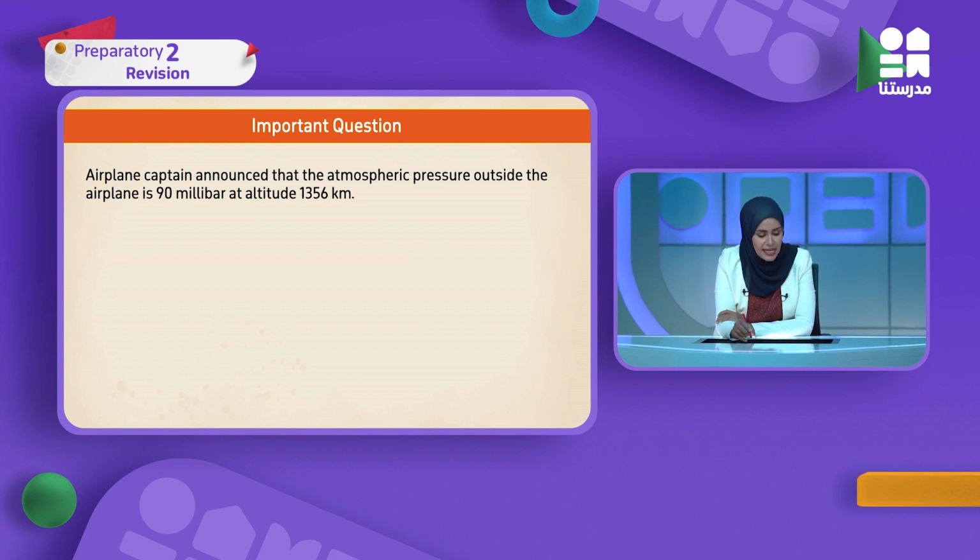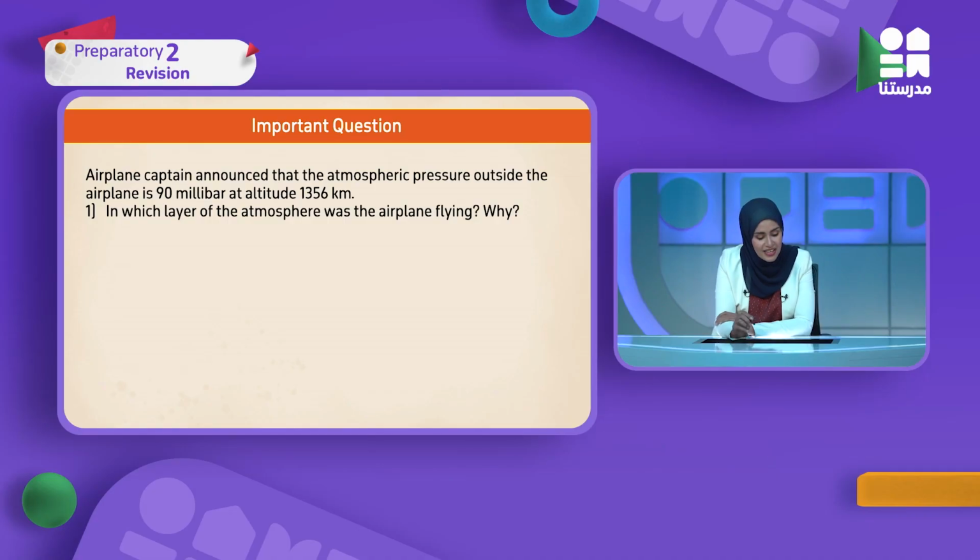Important question. Airplane captain announced that the atmospheric pressure outside the airplane is 90 millibar at altitude 1356 كيلومتر. طيب طالما شفت airplane يبقى في عندي لمبة نورت. In which layer؟ دي سؤال لازم هتسأل فيها. In which layer of the atmosphere was the airplane flying and why؟ طالما شفت سؤال في airplane أبقى عارف إن أنا لازم هتسأل in which layer of atmosphere this airplane is flying. وهي layer واحدة اللي بيطيروا فيها عشان ما فيهاش disturbance وفيها حاجات كتير بتساعدهم يطيروا.